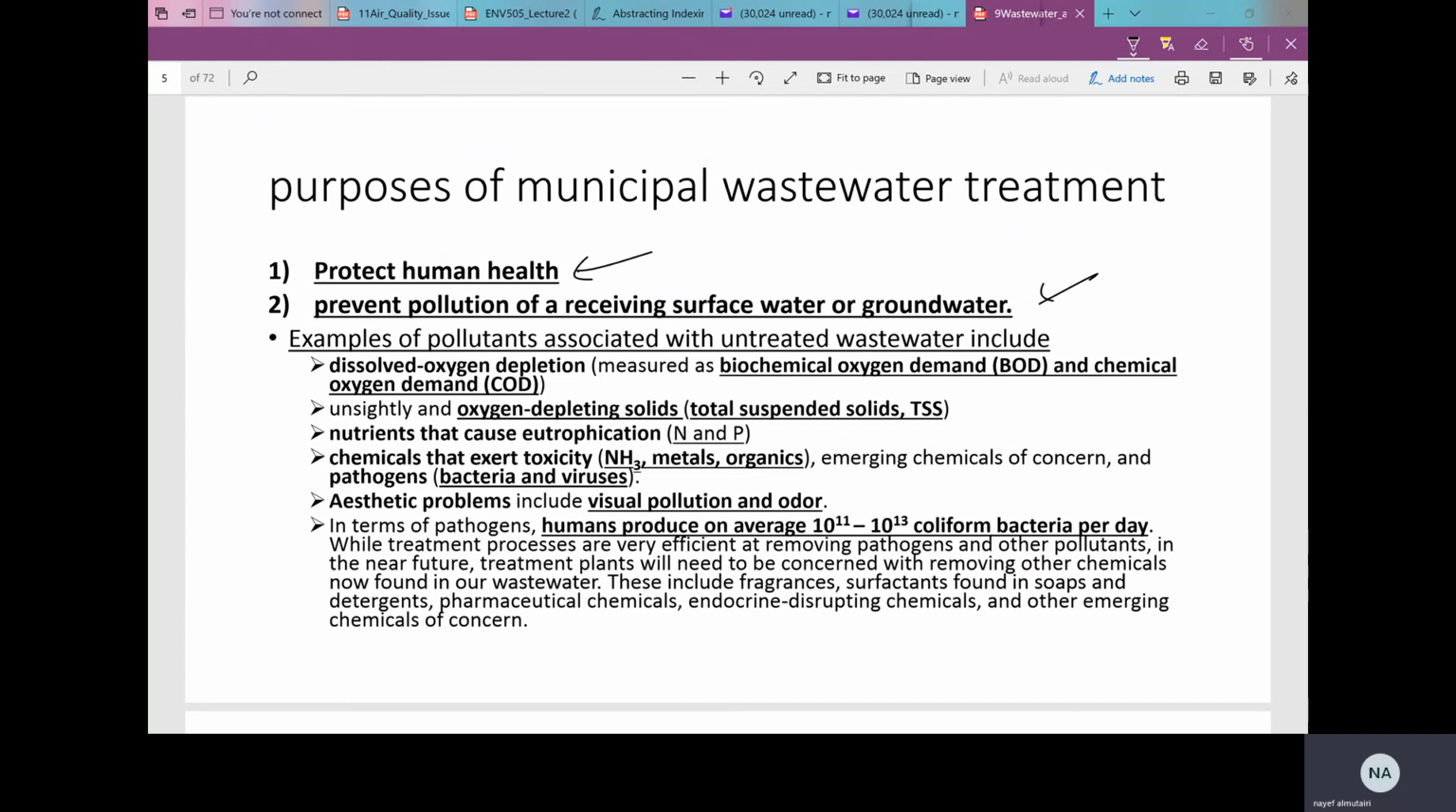There's a lot of measurements. We did COD, we did BOD, TSS, nitrogen, phosphorus, NH3. There is visual pollution and odor. There's a lot of factors, and of course, bacteria and viruses.